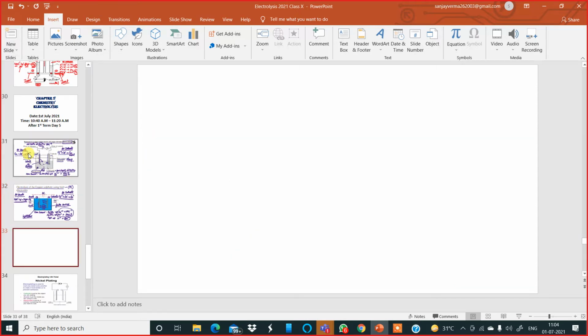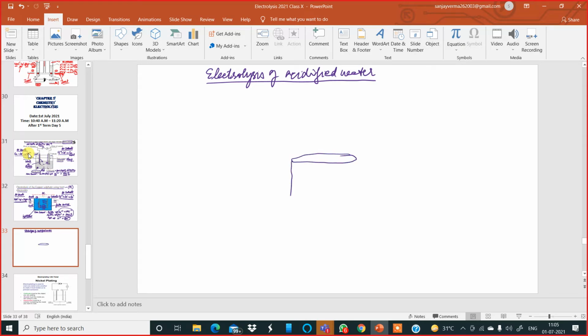Now have a look. Electrolysis of acidified water. This water contains dilute sulfuric acid. Okay, now I'll draw a beautiful diagram. I'm very good in drawing, boys.